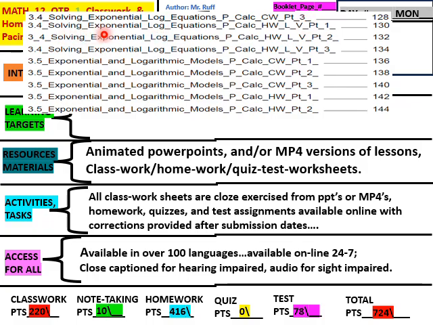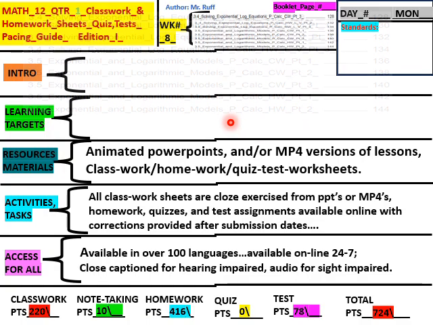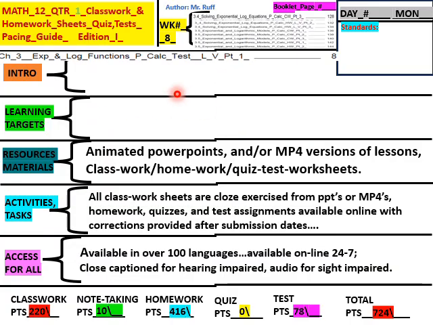3.4, solving exponential log equations, homework part 1, 2, and 3. Then we go 3.5, exponential and logarithmic models, classwork part 1, 2, and 3. And then 3.5, exponential and logarithmic models, homework part 1 and 2. So there's your week 8. And then we have a test here, chapter 3 test, part 1, for week 8.